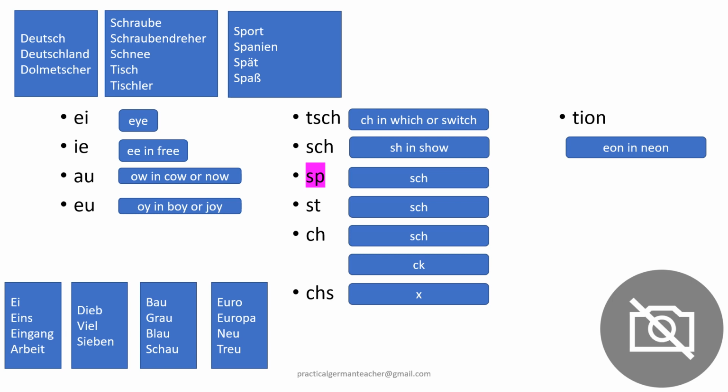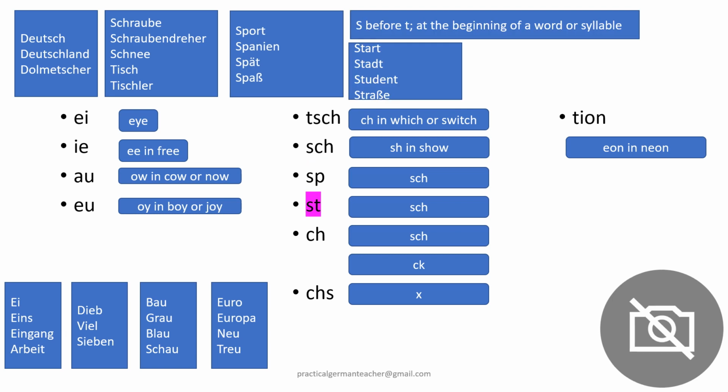Then SP. So don't think that when you see SP, it is pronounced as how SCH is pronounced. Here, what I'm trying to say is only the S part of SP is pronounced as the sh of show. So Sport. Okay, you still have to pronounce the P, but because behind this S you have P, this S is pronounced as sh and not s. I hope you could follow. So Sport, Spanien, Spät, Spaß.